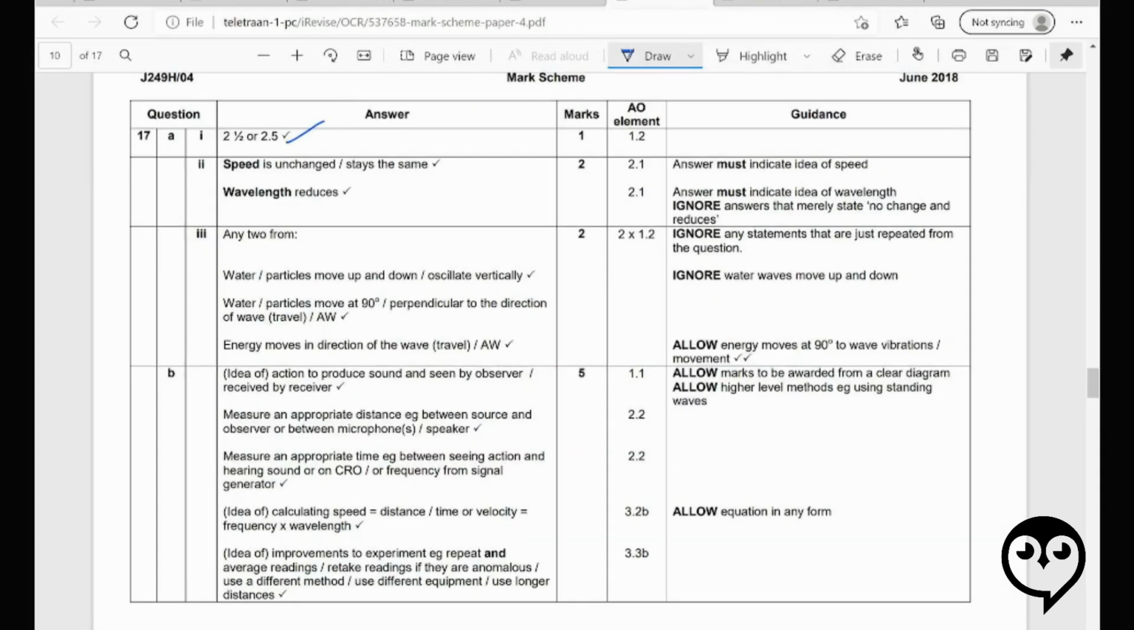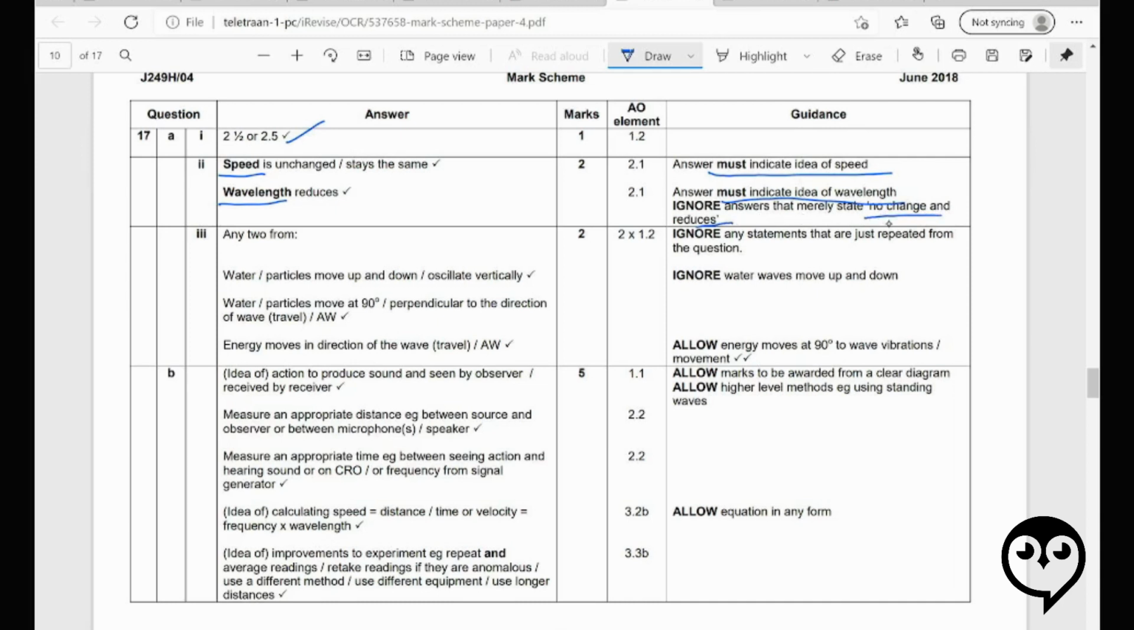So 2.5 we had said: the speed is unchanged, the wavelength is reduced. Notice how those words are bold-faced. They must include an idea of speed, must include an idea of wavelength. So answers that merely state no change and reduces.